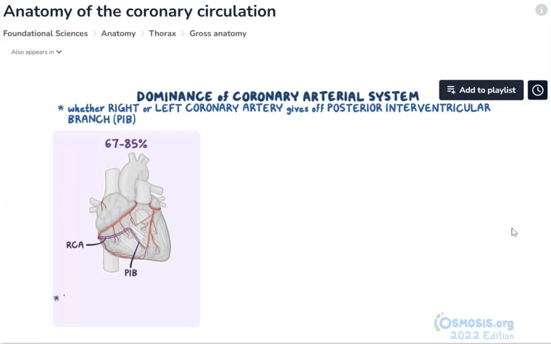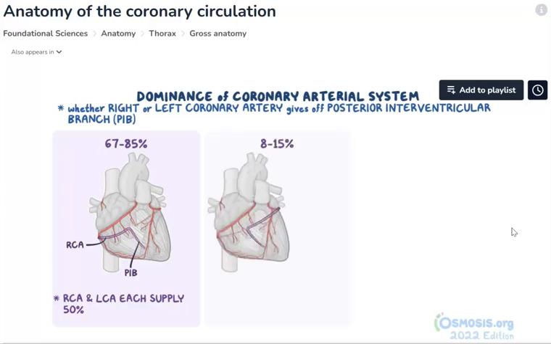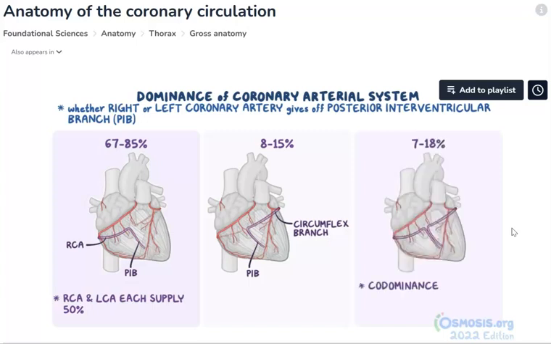In this case, the RCA and LCA are each in charge of about 50% of the heart supply. In about 8 to 15% of cases, LCA is dominant and the posterior IV branch comes from the circumflex artery. In 7 to 18% of people, there is codominance, and both RCA and LCA give rise to branches that run in or near the posterior IV groove.